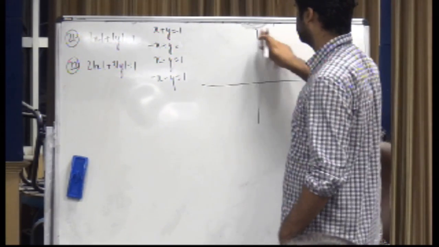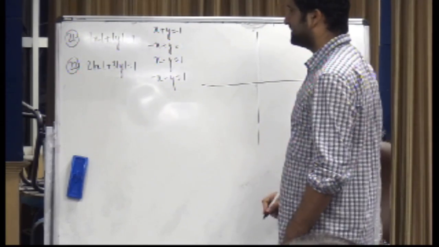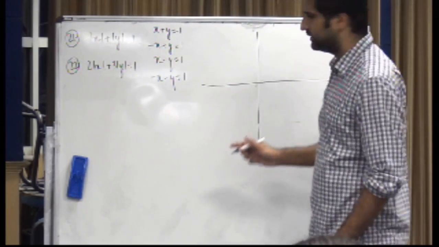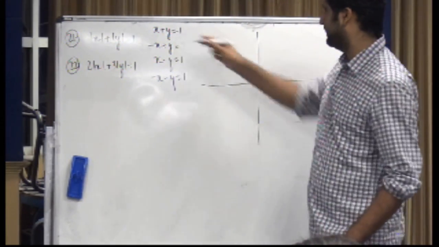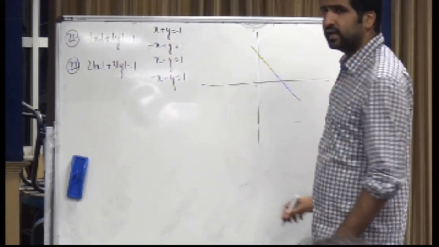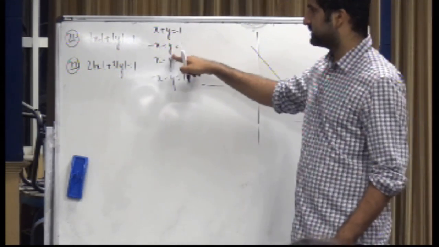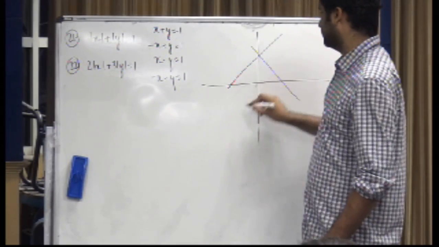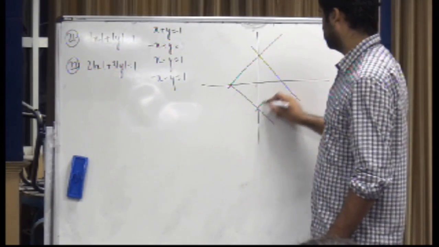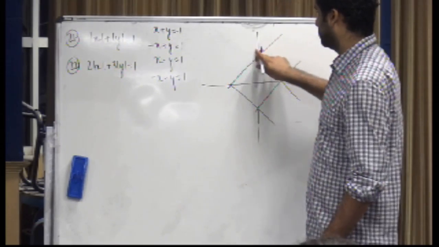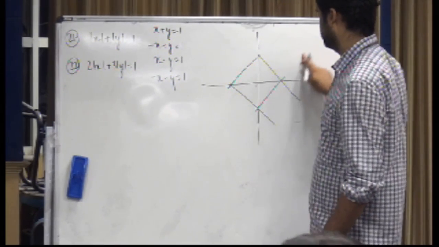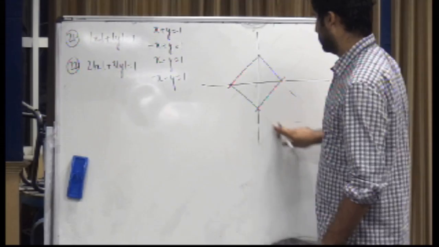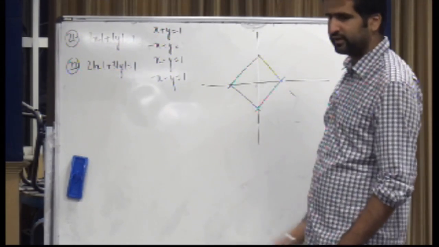If we put x is equal to 0 and y is equal to 0 in all these cases, the first line will be like this. Second line, minus x plus y: y is equal to 0, x is equal to minus 1. It goes like this, then like this, and like this. So this is the graph. It's a square. Similarly you can find the area of this.